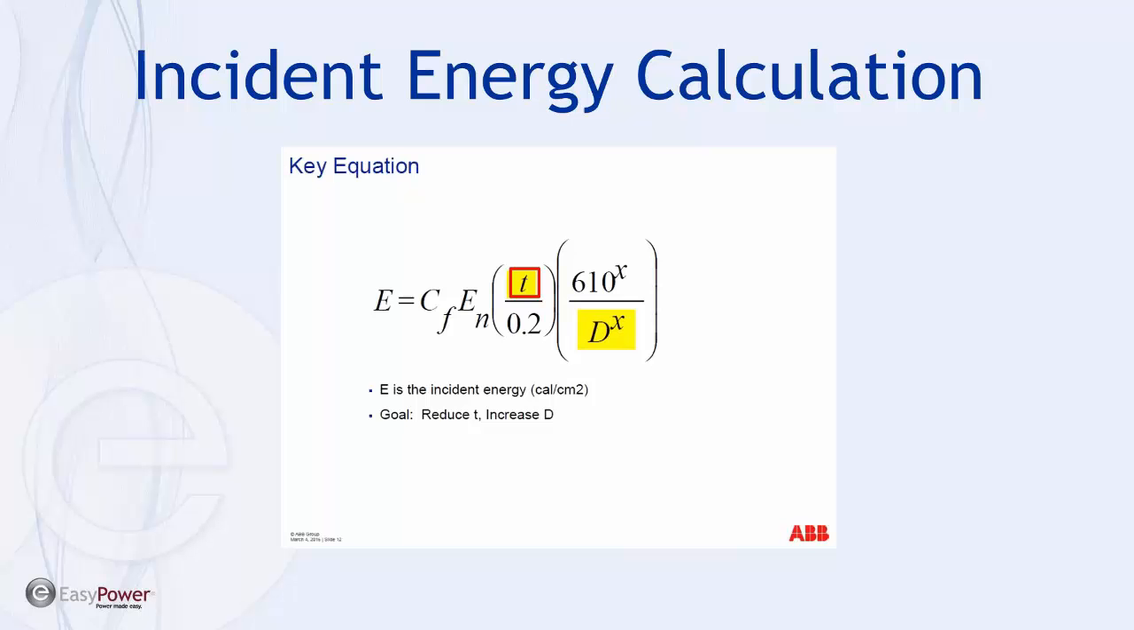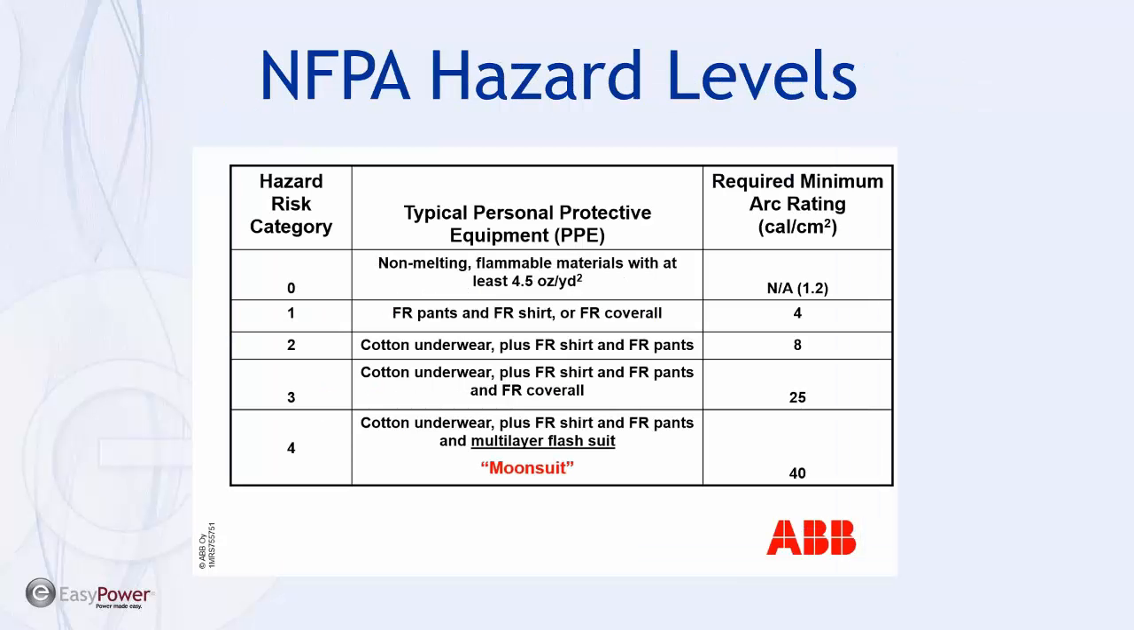The incident energy calculation is what you see here. It depends on how fast the arc can be quenched, the time variable, and also how far you are away from it determines the amount of incident energy exposure. We'll focus on the time variable and trying to reduce that fault clearing time as much as possible. This incident energy determines the hazard risk category and the type of PPE that is required.